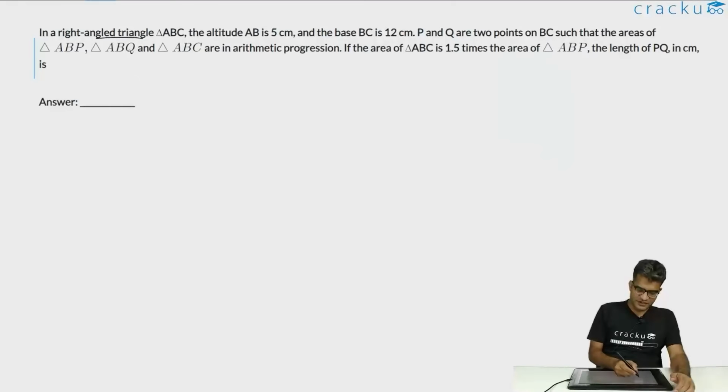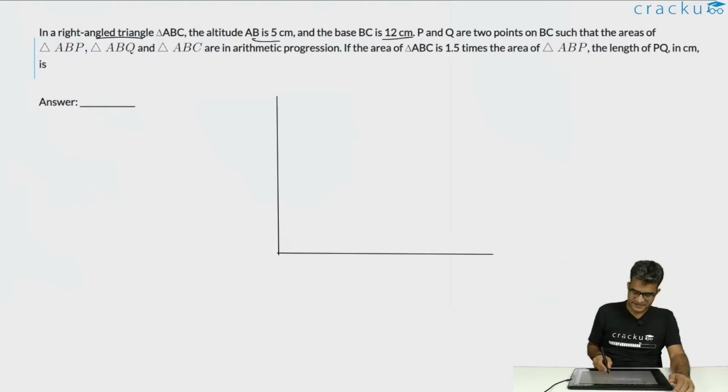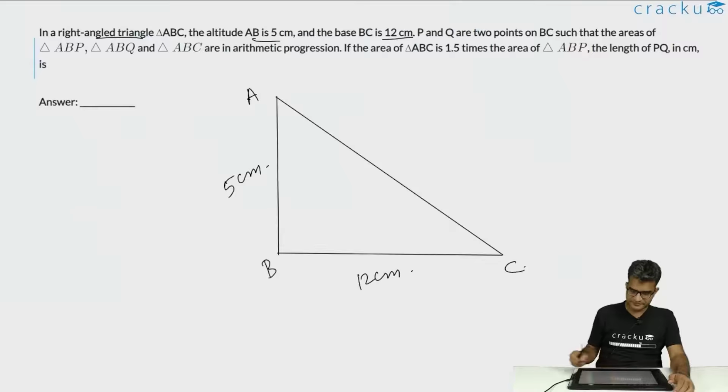In this question, we are told that in a right angle triangle ABC, the altitude AB is 5 centimeters, the base BC is 12 centimeters. So let us assume that this is how the right angle triangle is. This is A, B, and C. AB is 5 centimeters, BC is 12 centimeters.